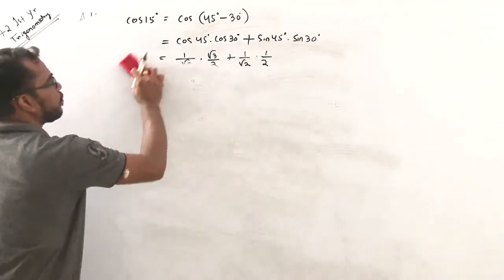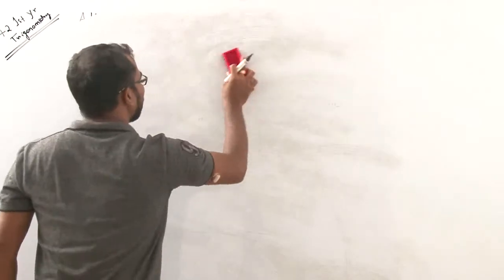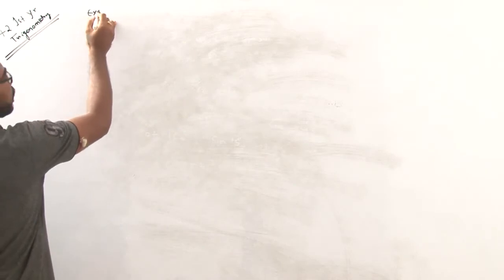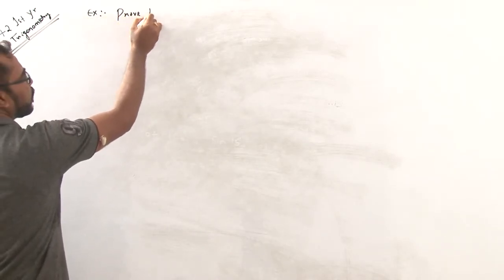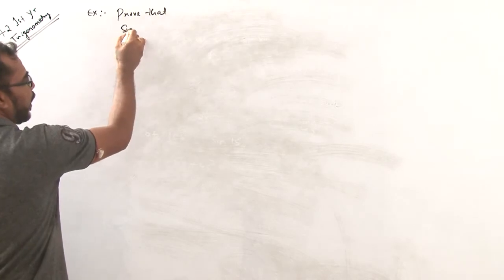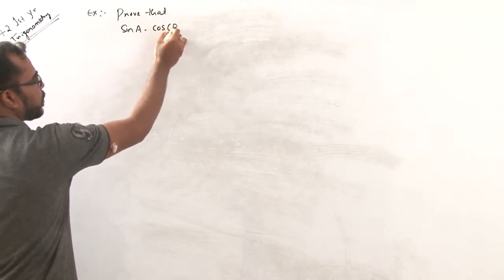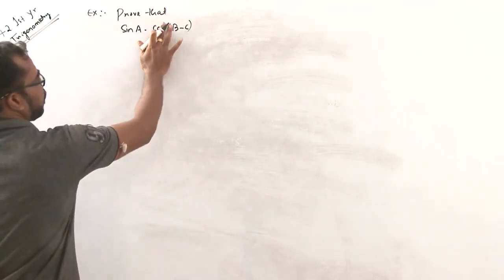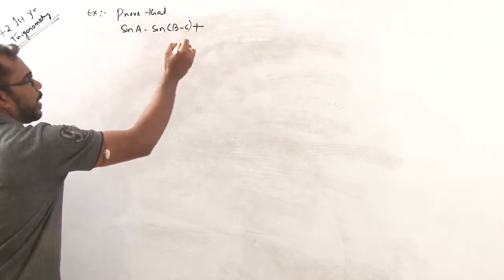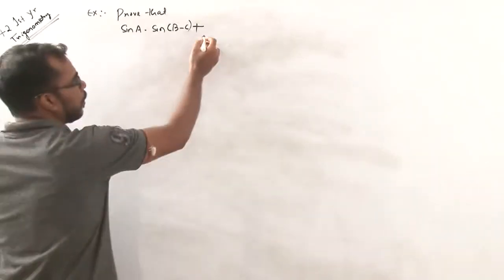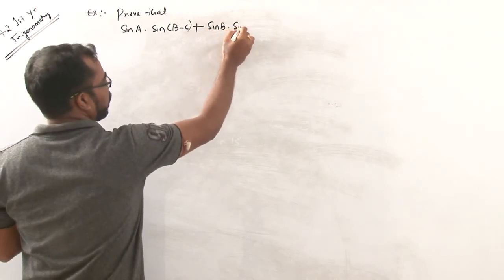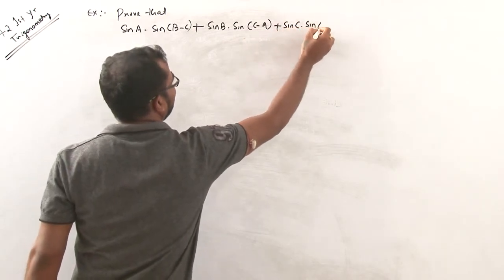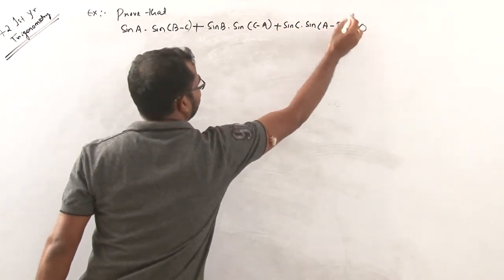Now we take another example: prove that sin A into cos of B minus C plus sin B into sin of B minus C plus sin B into sin of C minus A plus sin C into sin of A minus B is equal to 0.